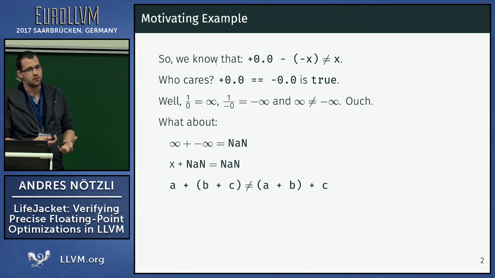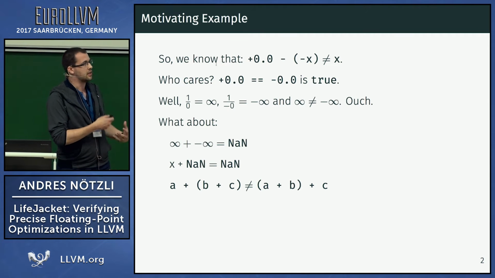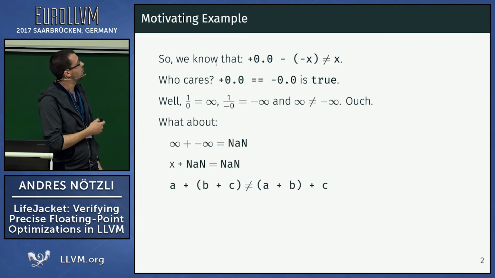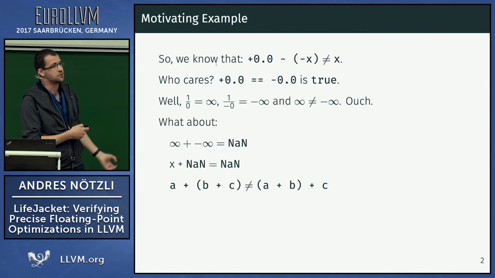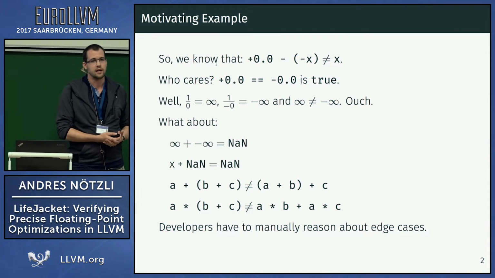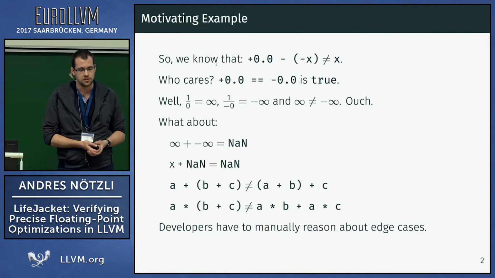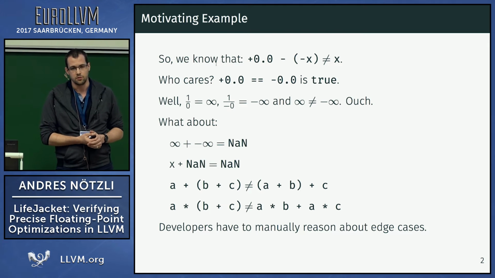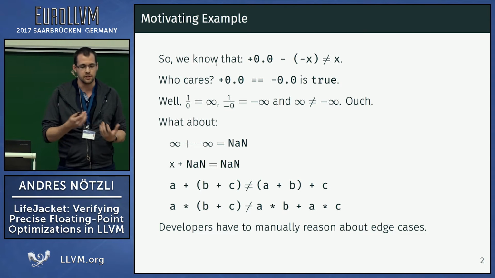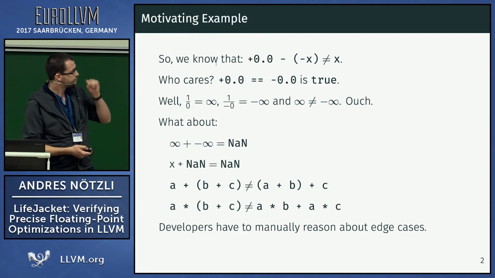But not only do you have to deal with those special values, the rules for arithmetic also don't really hold in the case of floating point. So you don't get associativity, and you also don't get distributivity. And as you can imagine, if you would like to implement new optimizations or reason about existing optimizations that deal with floating point arithmetic, this is very hard to do manually because you have to think about all the edge cases, and it's just time-consuming and complicated.